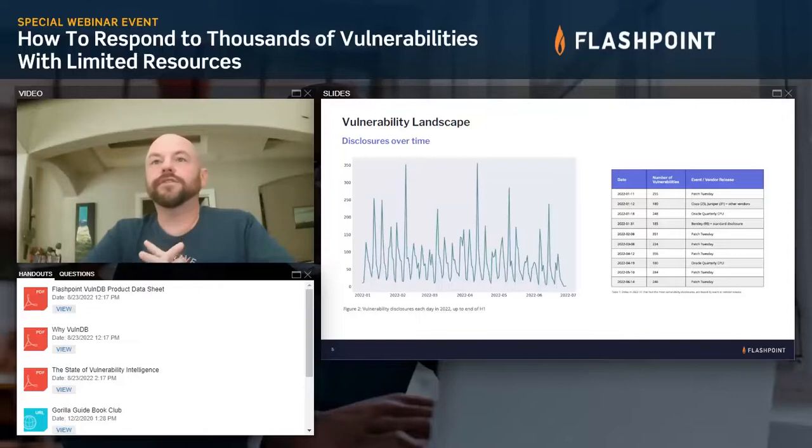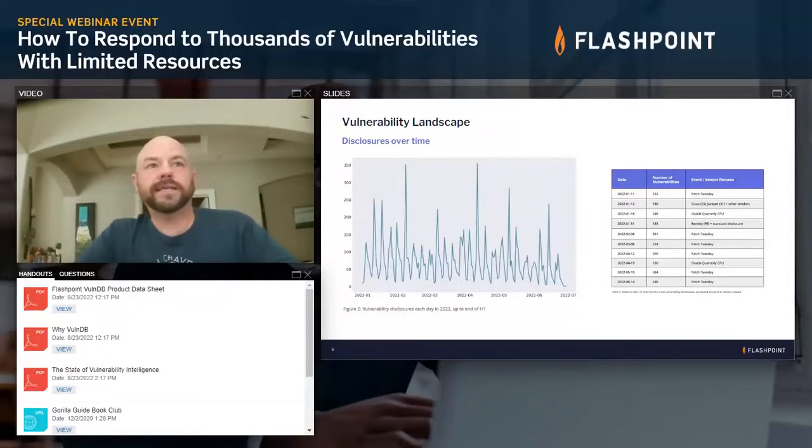Then you also have other vendors that don't necessarily release on that day, but have in the past. And those are your Mozilla, Google Chrome, Apple, any of the other big vendors. Then there's always the continuous wave of Cisco, F5, etc.